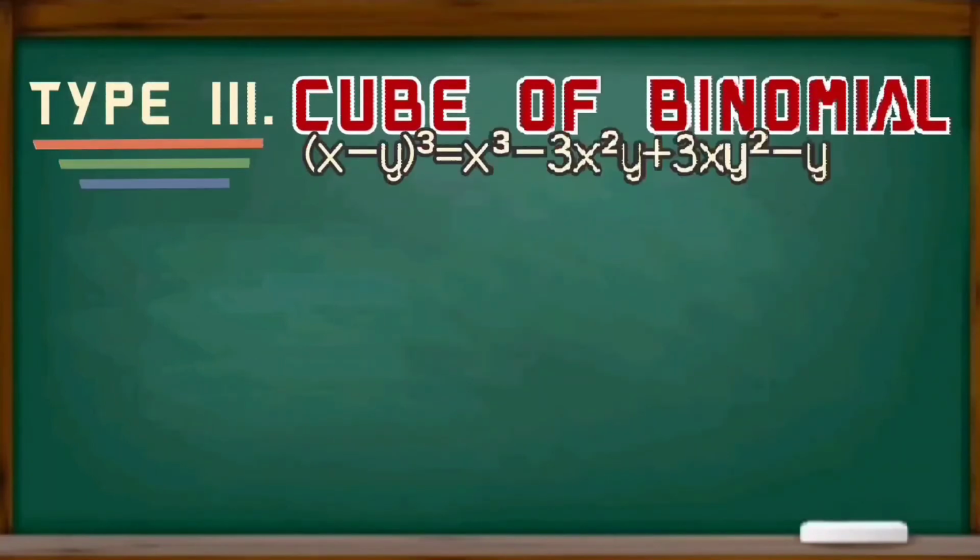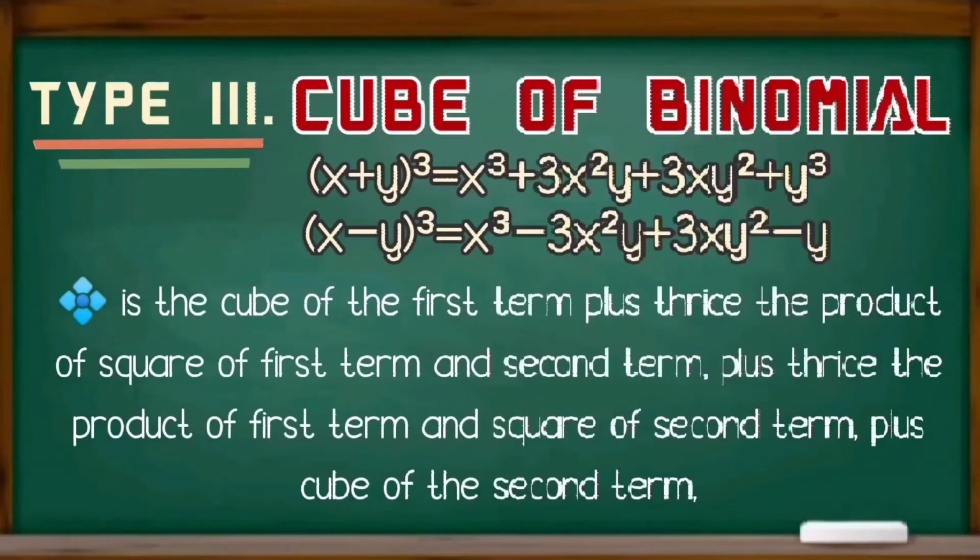Type 3. Cube of binomial. The cube of binomial is the cube of the first term plus thrice the product of square of first term and second term plus thrice the product of the first term and square of second term plus cube of the second term.